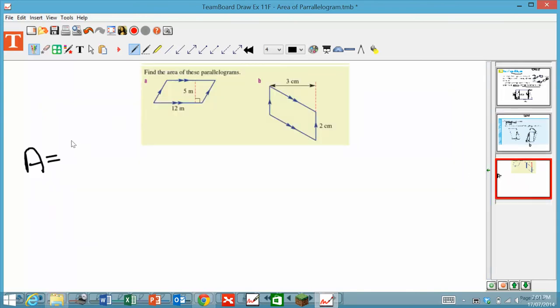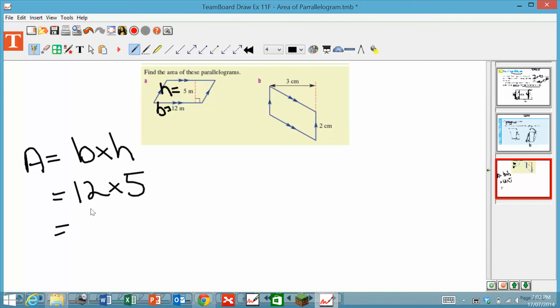So area equals base times height. My base, I'm going to say, is 12, and my height is going to be 5. So very simply, my base is 12 multiplied by height, which is 5. 12 times 5 is 60. My units are meters, and because it's area, squared. Done. That's really, really easy.